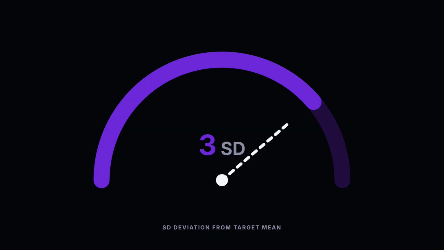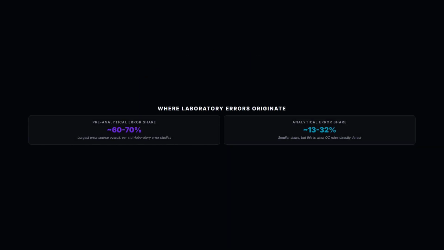A single point beyond 3 SD has a probability of occurring by chance alone of under 0.5%, so statistically, something in your testing system genuinely changed. So where do these deviations actually originate? The classic Plebani and Carraro data from stat laboratories found roughly 60 to 70% of total testing errors occur in the pre-analytical phase, but among purely analytical phase errors, the ones your QC is designed to catch, instrument and reagent-related causes dominate. That's exactly the territory a structured root cause analysis needs to search.